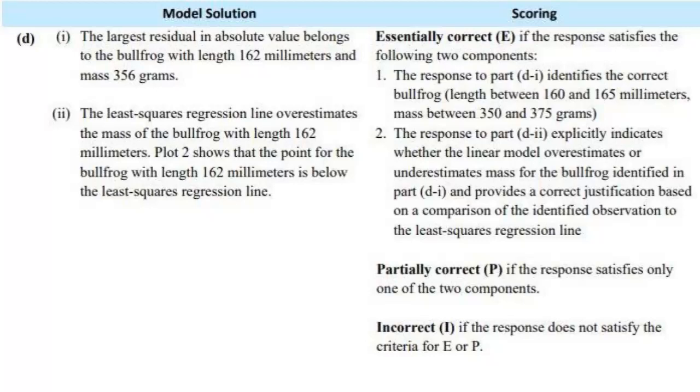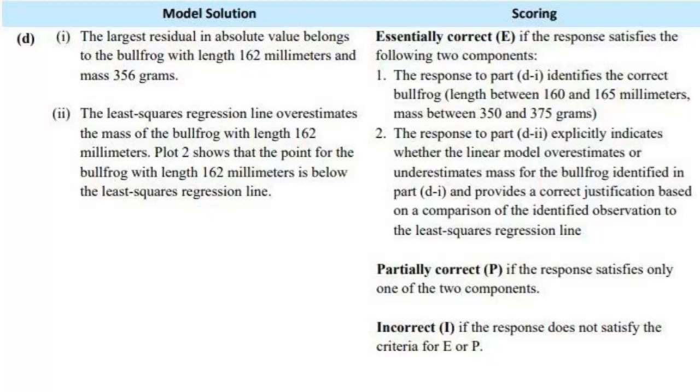For II, the least squares regression line overestimates the mass of the bullfrog with length 162 millimeters. Plot 2 shows that the point for the bullfrog with length 162 millimeters is below the least squares regression line. 2 components to get an E. The response to part DI identifies the correct bullfrog, length between 160 and 165 millimeters, mass between 350 and 375 grams. They have to be specific on both counts so that you know which dot you're looking at. So it's kind of like referring to it by an XY here.